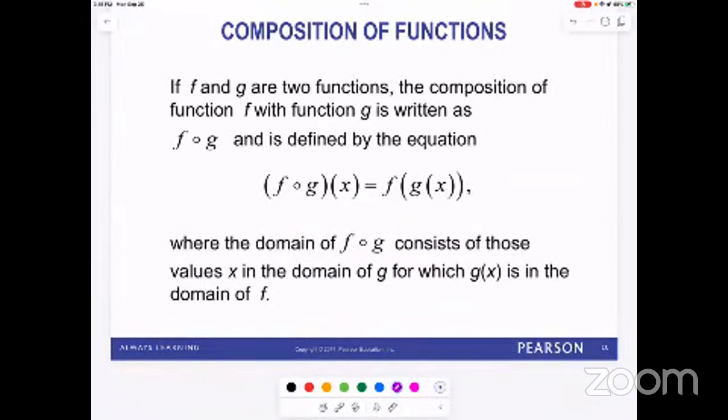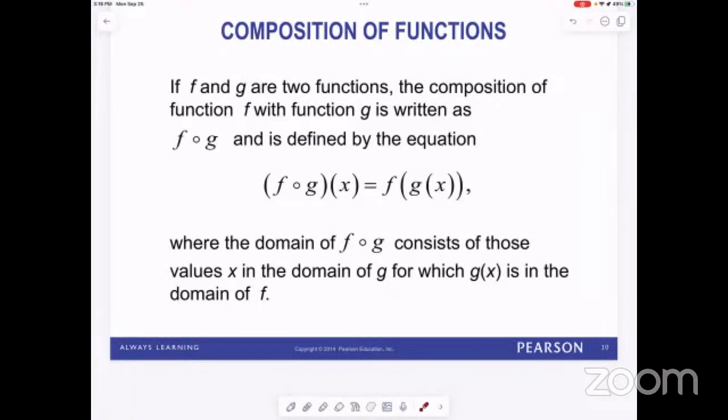All right, so composition of functions. If f and g are two functions, the composition of the function f with g is written as f composed g and is defined by the equation f composed g of x just means f of g of x, where the domain of f composed g consists of those values in the domain of g for which g of x is in the domain of f.